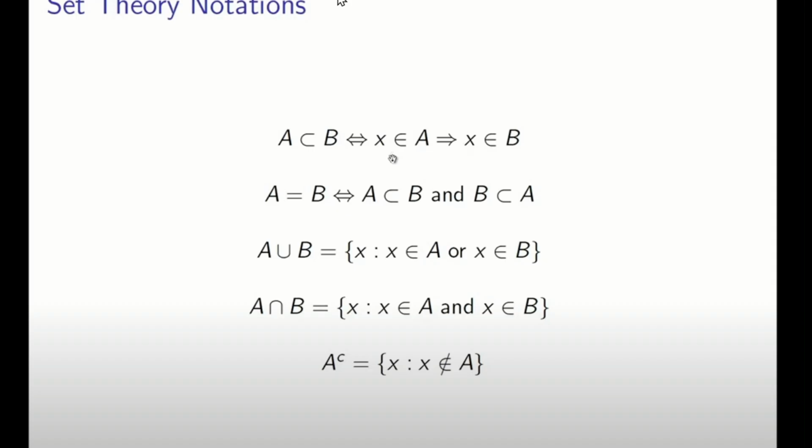And there are mainly five set theory notations used in machine learning. The first one: if A is a subset of B and x belongs to A, then x also belongs to B. If A equals B, then A is a subset of B and B is a subset of A. A union B means x belongs to A or x belongs to B. A intersection B means x belongs to A and x belongs to B. Another main notation is the complement, A complement, which means x doesn't belong to A.